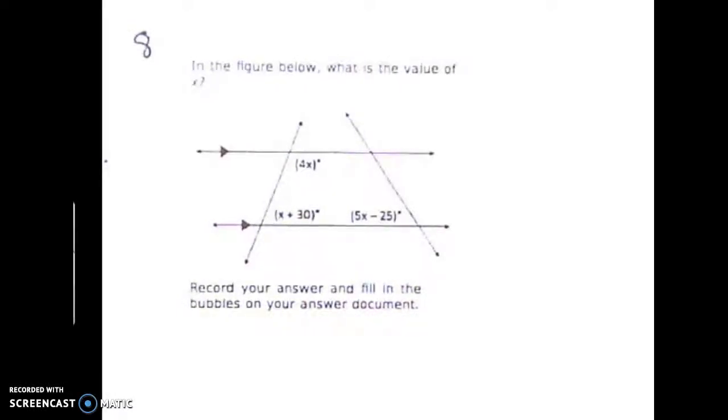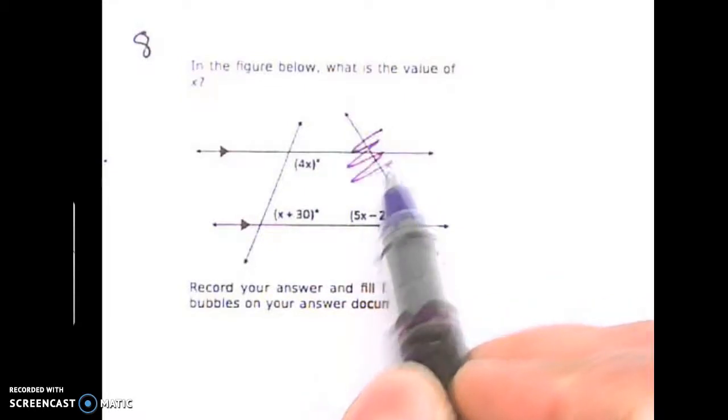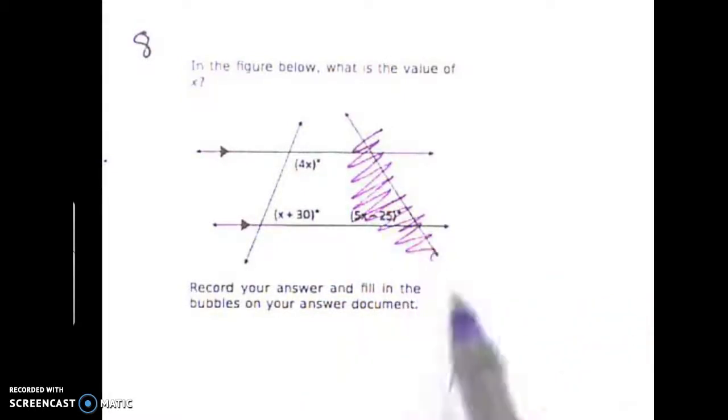I'm looking at a pair of parallel lines and I've got two transversals. So the first thing I need to notice is what kind of angles do I have and how can I solve for x? I notice that I have two angles along the first transversal, one along the second transversal, so I recognize that I don't need any of the information along that transversal. I'm dealing with the two angles labeled 4x and x plus 30.